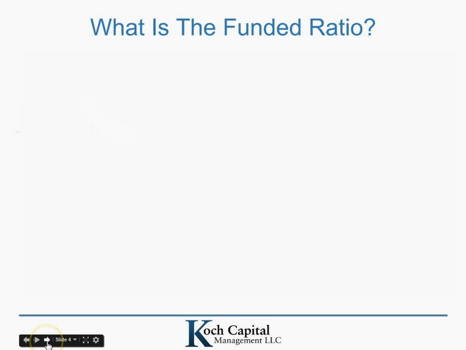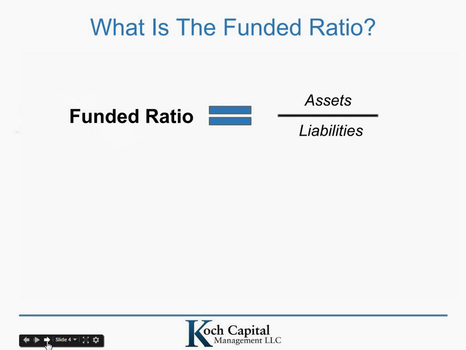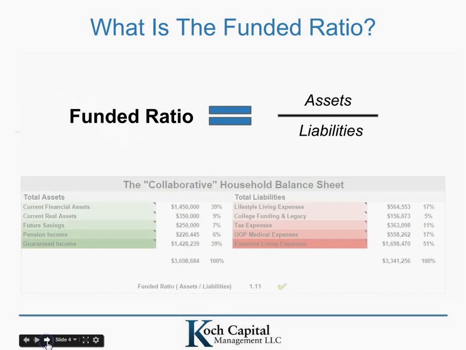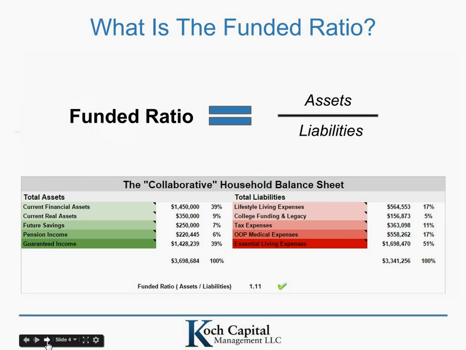So let's start with a funded ratio definition. It's basically all your assets as the numerator divided by all your liabilities, and if that number is greater than 1, then you have enough assets to cover your liabilities. We're using that in the context of a household balance sheet where you have all your financial assets on the left, shown here in green, as well as all your living expenses, your liabilities, on the right, which I'm showing in red. If you divide those two, which I'm doing down here at the bottom, and that number is greater than 1, or sometimes you'll see it presented as a percentage, then you have enough assets to cover your liabilities and you're funded.